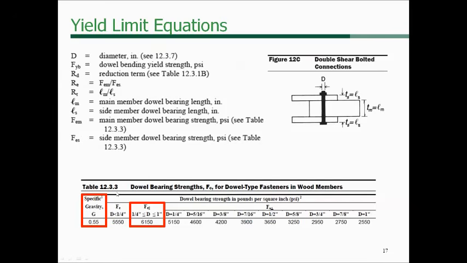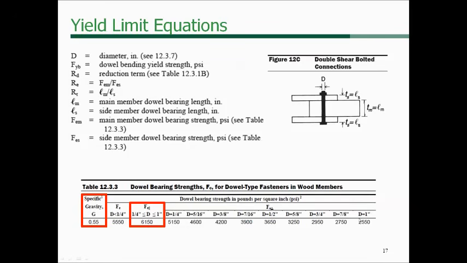This table below here, 12.3.3, kind of goes back to our discussion about parallel versus perpendicular to grain properties. And you can see that the example we're going to look at in a little bit is a southern pine example with a specific gravity of 0.55, so I thought I'd pull that here to demonstrate. We're going to look at a 1-inch diameter fastener for our example. F sub E parallel to grain, whether we're talking about the main member or the side member, is going to be 6150 psi.